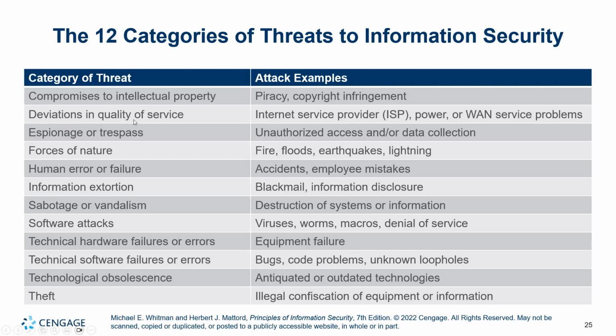Deviations in quality of service. This is one we're familiar with, the availability issue. So the very reason that we decided to make some changes to the first solution we'd engage to address network availability in your own home speaks to this very threat. You can't use digital resources and data if they're not available to you.